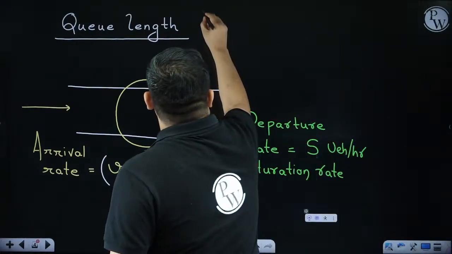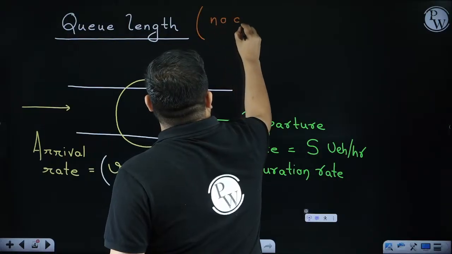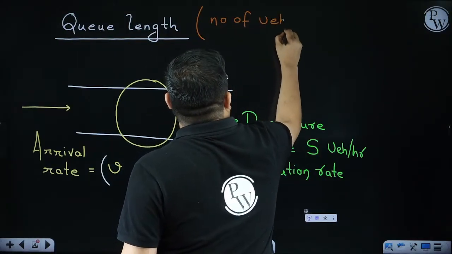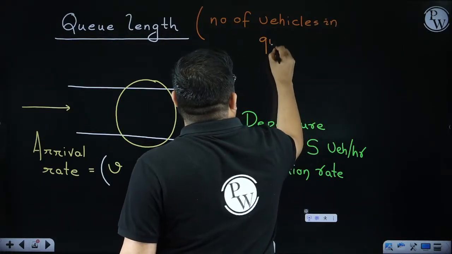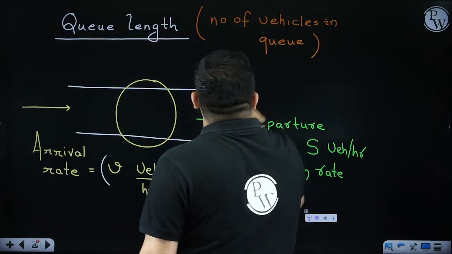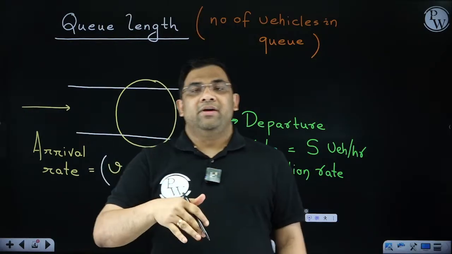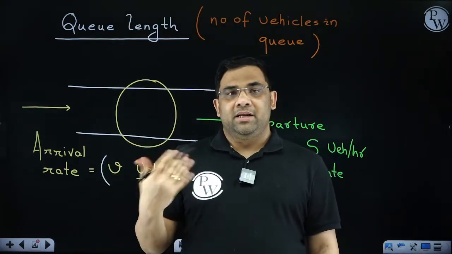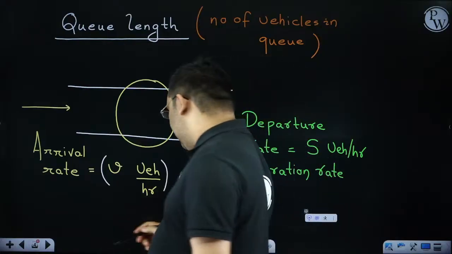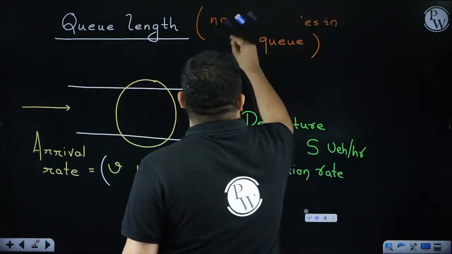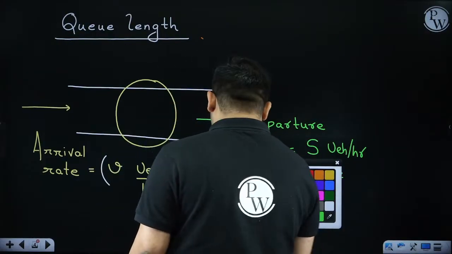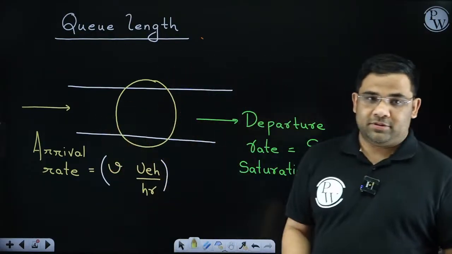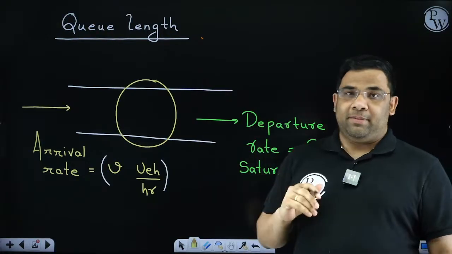The length of the queue means the number of vehicles in the queue. Queue length is very simple: the number of vehicles arrived minus the number of vehicles departed. Suppose in 1 hour 100 vehicles arrived and 80 vehicles departed.